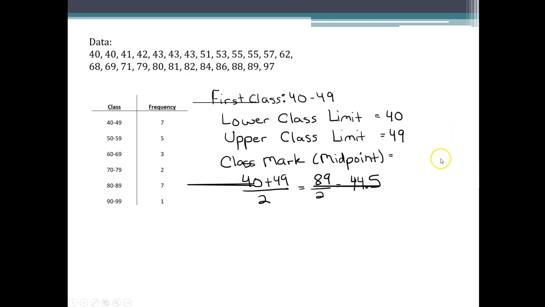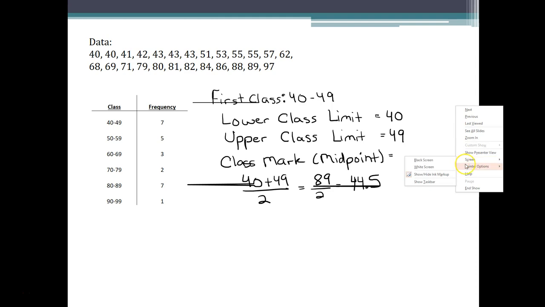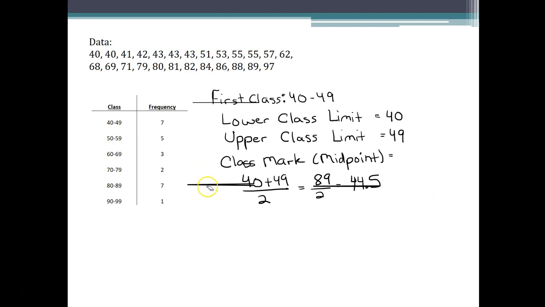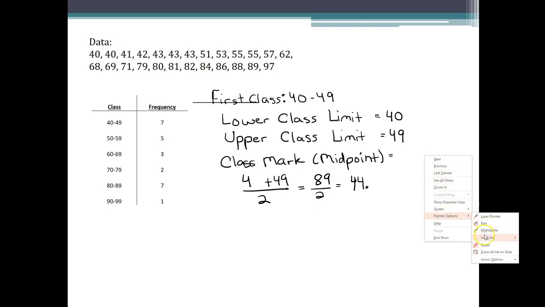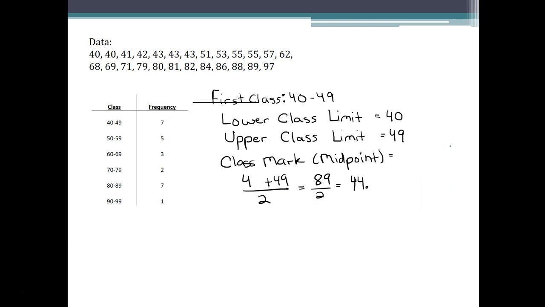I wish it would quit doing those lines, those god-awful lines. Let me erase them and I'll rewrite the stuff that disappears. So we had 40 plus 49 divided by 2 was 89 divided by 2, which was 44.5. So if you were on a number line and looked at the number line from 40 to 49, 44.5 would fall smack dab in the middle of 40 to 49 on the number line.